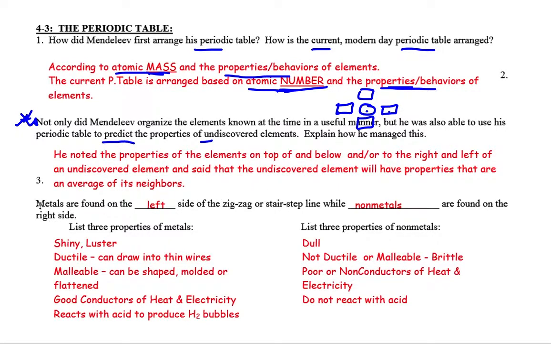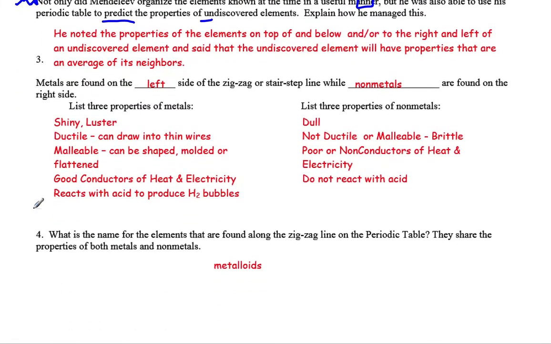All right, so today's periodic table. You should remember that metals are on the left, non-metals are on the right of that zigzag line or that stair step. These are the metals, these are the non-metals. And we'll jump down here for a second. The metalloids are found along the line. Metalloids, they're found along that zigzag line.